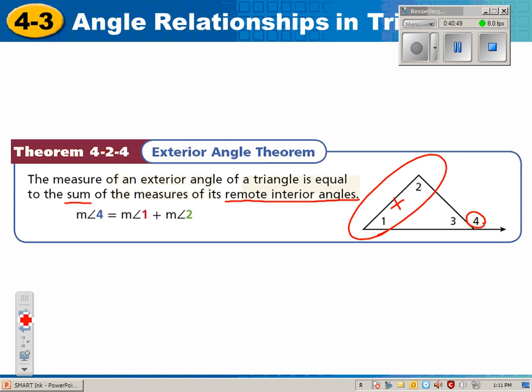What do we know about angle 1, 2, and 3? They had to be 180. What do we know about angle 3 and 4? They had to be 180, right? So if I think about this kind of in a proof, measure of angle 1 plus measure of angle 2 plus measure of angle 3 equals 180. Measure of angle 3 plus the measure of angle 4 equals 180. Now stop. What theorem am I using for the first equation?